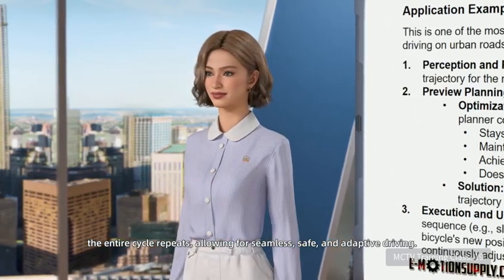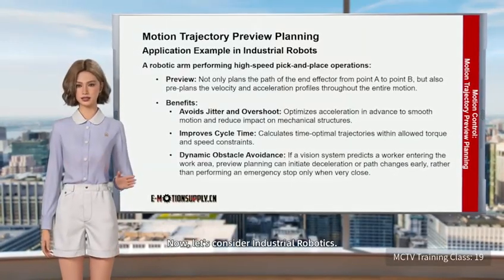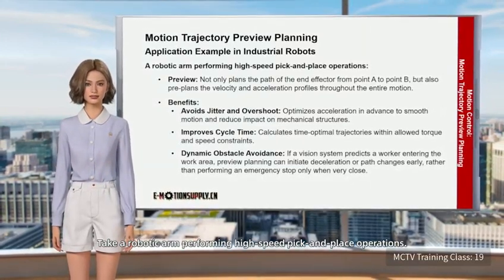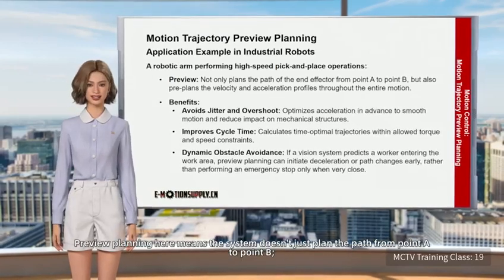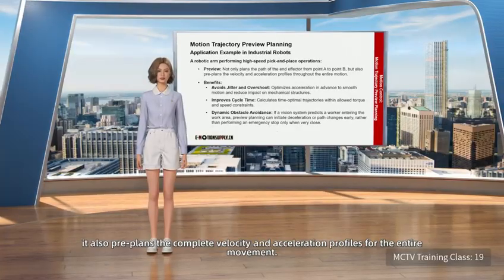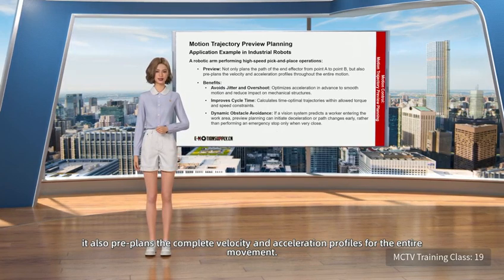Now, let's consider industrial robotics. Take a robotic arm performing high-speed pick-and-place operations. Preview planning here means the system doesn't just plan the path from point A to point B. It also pre-plans the complete velocity and acceleration profiles for the entire movement.